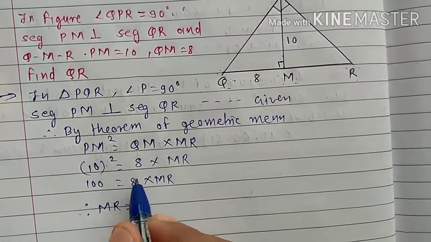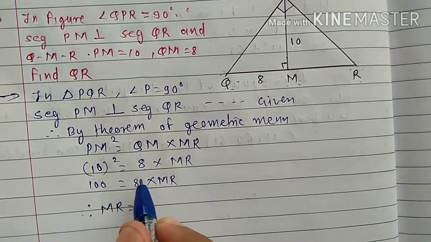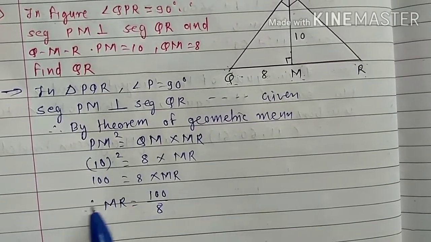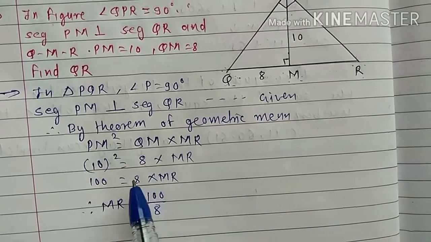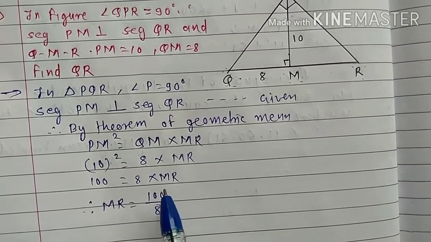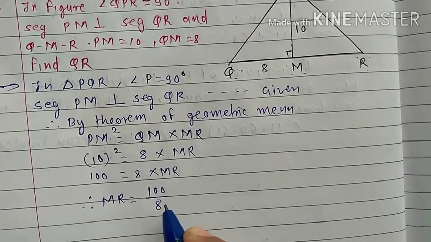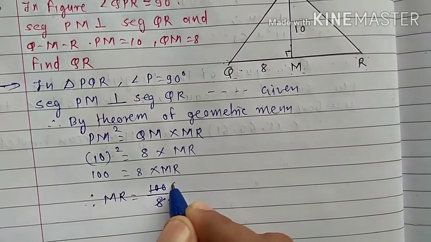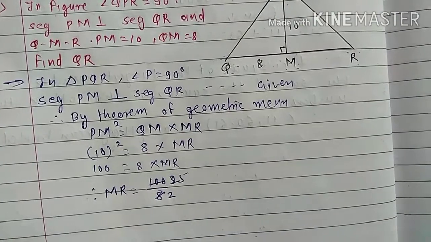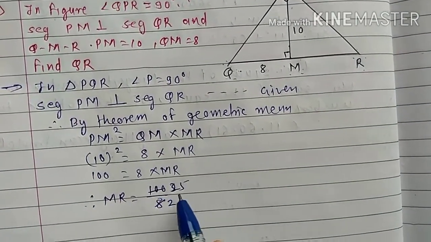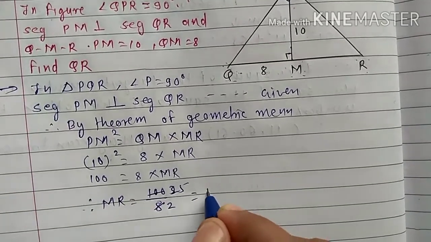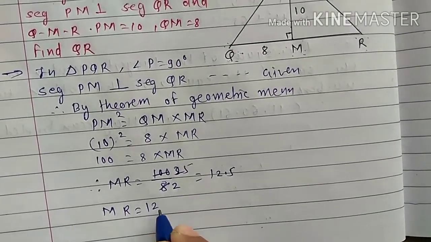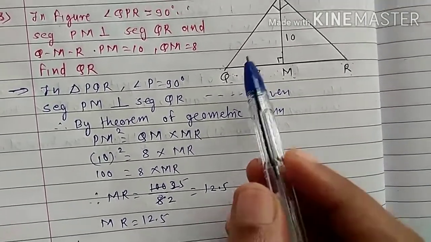Therefore MR is equal to 100 divided by 8, since 8 moves to the other side and, being multiplied, it becomes divided. So MR is equal to 100 upon 8. 4 2s are 4, 25 4s are 100, so 25. So 25 upon 2 is 12.5. So MR is equal to 12.5.